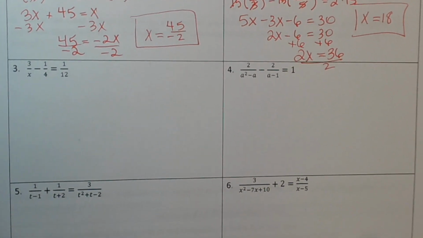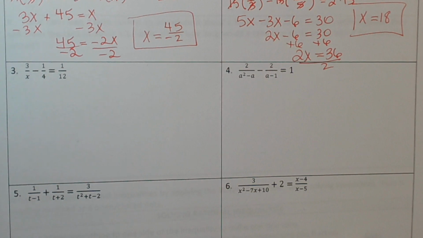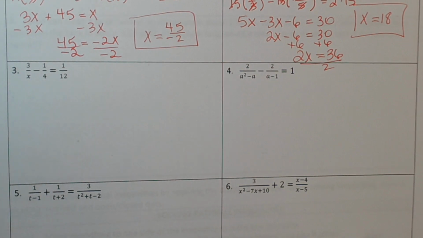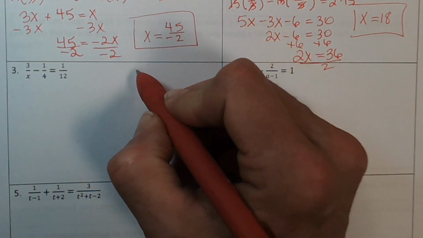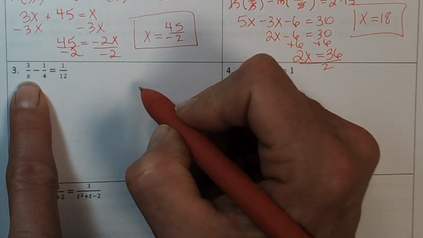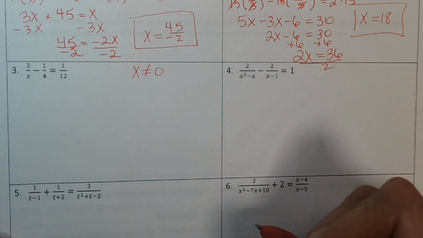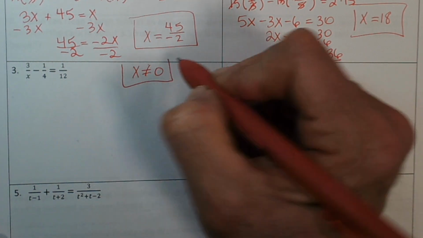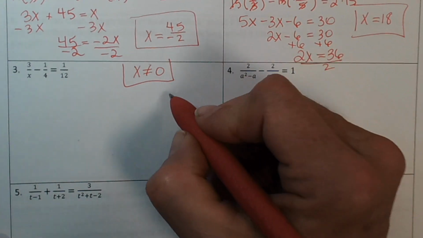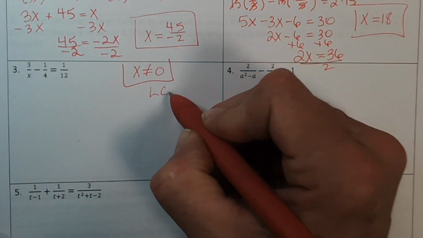All right, moving on to number 3. Now I do see that I have a variable in the denominator, so I do need to take care of that. So my restriction, remember, I set whatever's in the denominator not equal to 0. So since it's just x, I don't need to simplify anything. So here's my restriction.